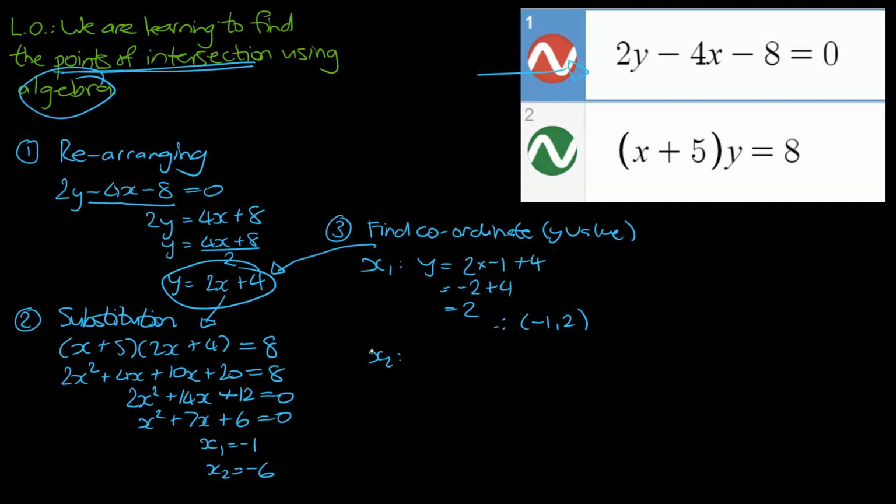We can then carry on for the second x value. So y is going to be equal to 2 times negative 6. And that negative 6 comes from x2 down the bottom. We're then going to add 4 to that. So that's negative 12 plus 4, which comes to negative 8. And that means our final point would be negative 6, comma negative 8.